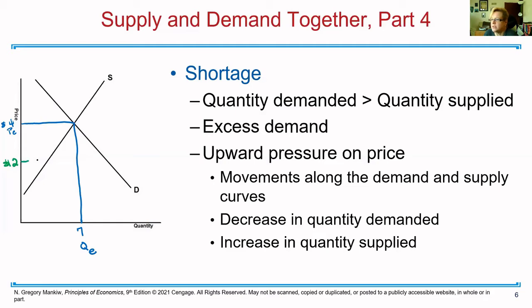At a price of $2, I'm going to follow that over. The quantity that is supplied will be something less than 7. So let's say that this is 5. Okay, so this will be the quantity supplied. If we follow this over to the demand curve, the quantity demanded is higher, 9. So at any price which is below equilibrium, we're going to end up with a shortage. And basically that means that the quantity demanded is greater than the quantity supplied, and we have an excess.